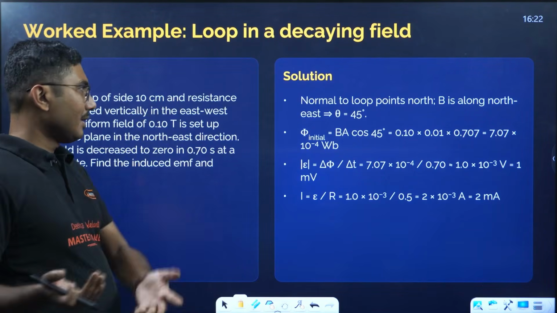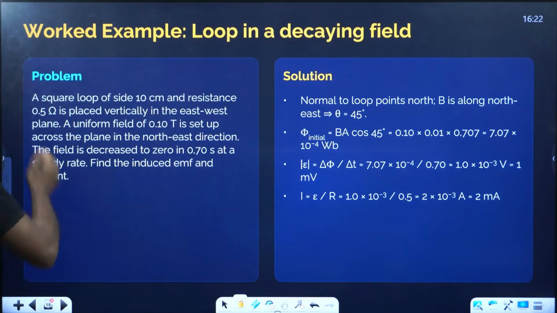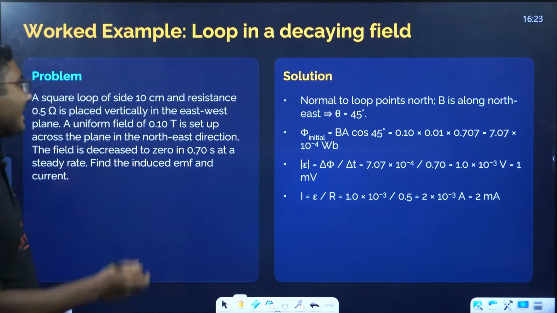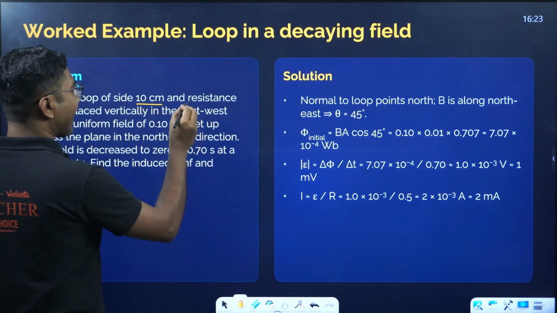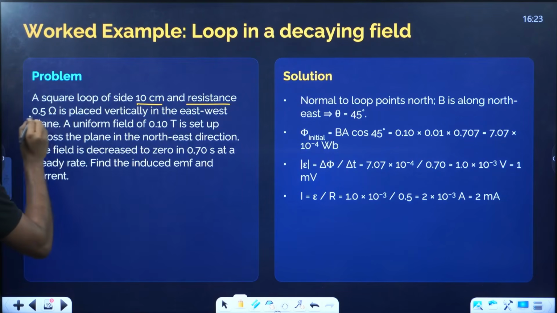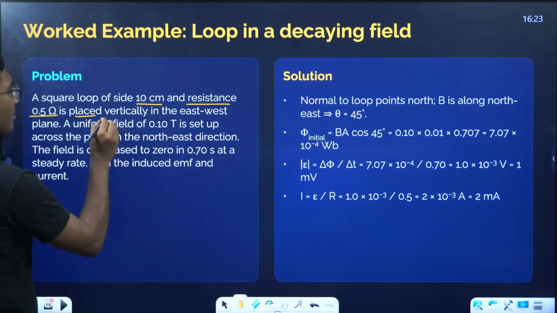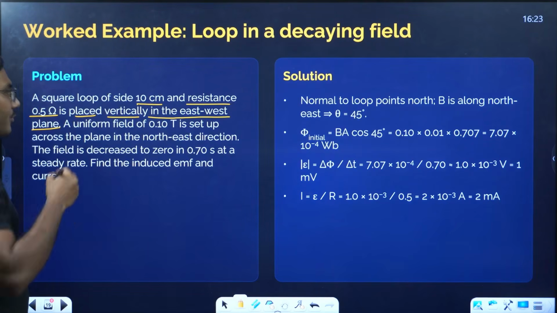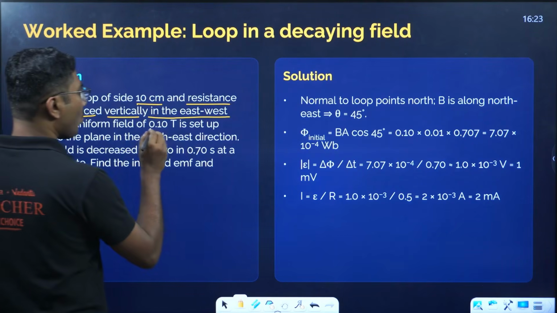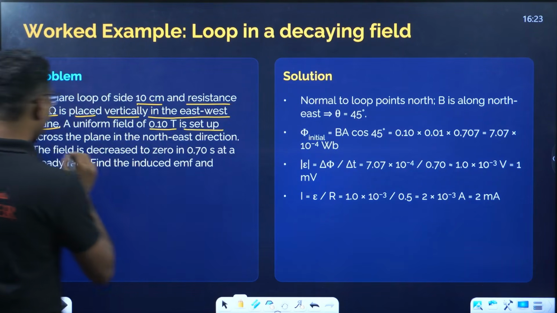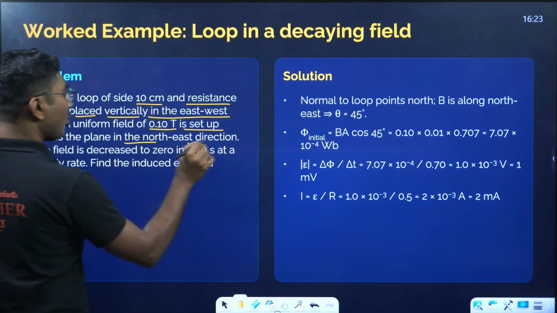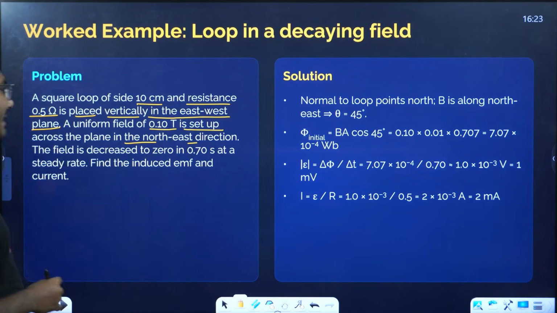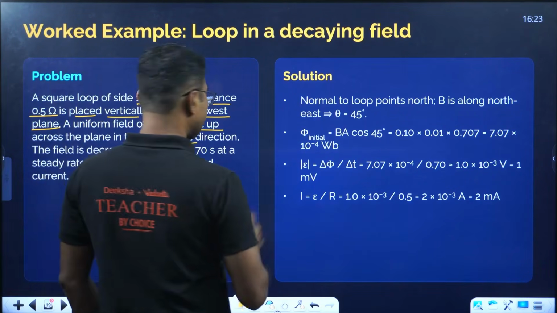Now let's see one solved question. A square loop of side 10 centimeter and resistance 0.5 ohm is placed vertically in the east-west plane. A uniform field of 0.1 Tesla is set up across the plane in the northeast direction. So the plane is in the east-west direction.